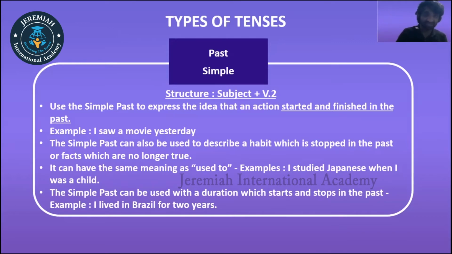You don't say I saw a movie yesterday. All right, and why is that so? That's because yesterday എന്ന് പറയുന്നത് already ഒരു past tense ആണ്, that has already come. All right, then the simple past can also be used to describe a habit which is stopped in the past or facts which are no longer true. All right, please listen. That is a habit that's not there as of now.